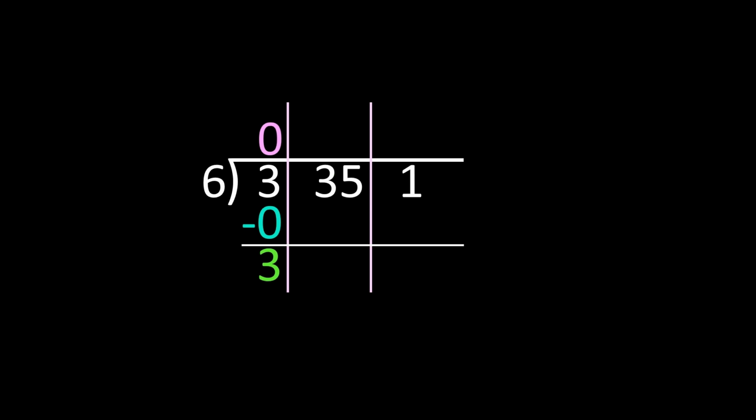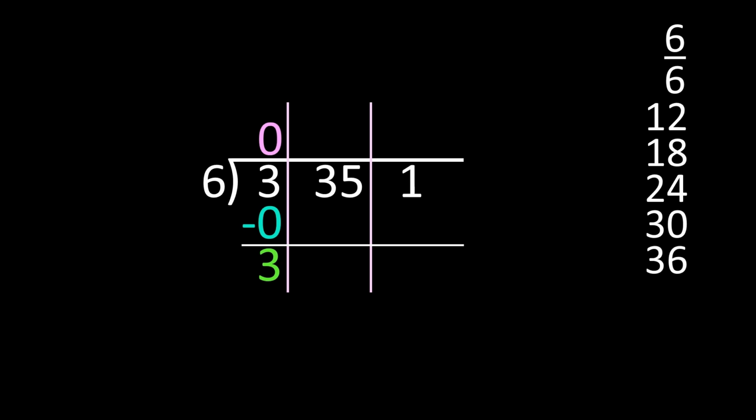And if you're not comfortable with your 6 facts, remember you can go off to the side and make a list of multiples for 6. So that first multiple is 6, plus 6 more is 12. 12 plus 6 is 18. 18 plus 6 is 24. 24 plus 6 is 30. 30 plus 6 is 36. And I've gone far enough with my list of multiples to be able to do 35 divided by 6 because I only need up to the multiple of 30.